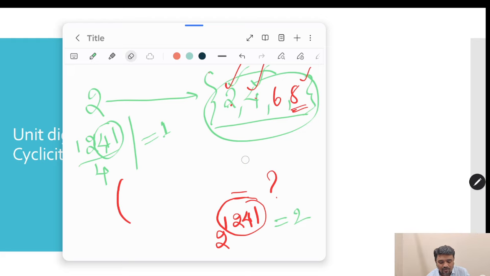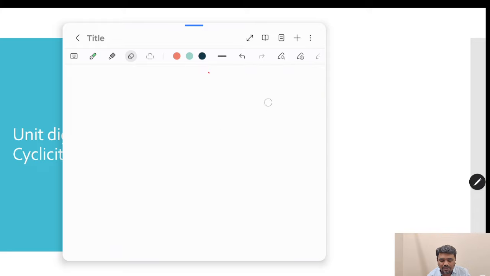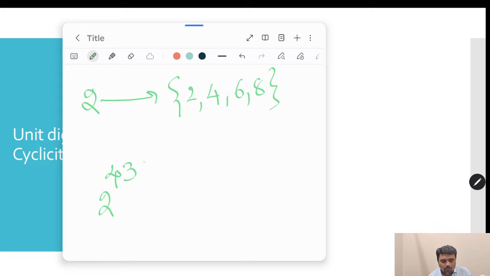I will do one more question. First, you need to understand the cyclicity of the unit places in case of powers. So we are discussing 2, the cycle is 2, 4, 6, 8. Let me do one more question. 2 to the power of 433, unit place. As I said, to get that I need to divide 433 by 4. Why divide by 4? Since the cycle is of 4; 4 numbers are there in that cycle.